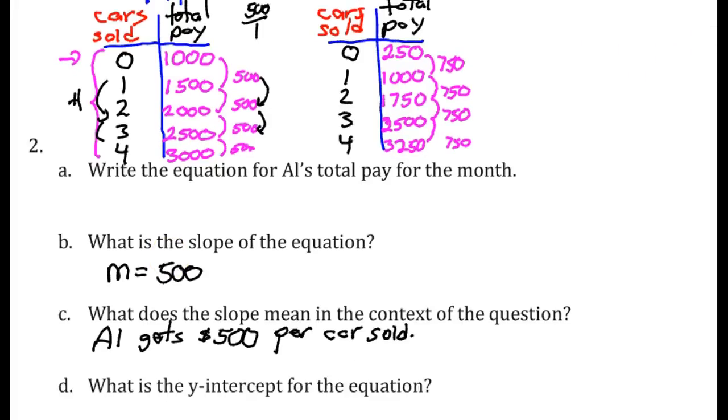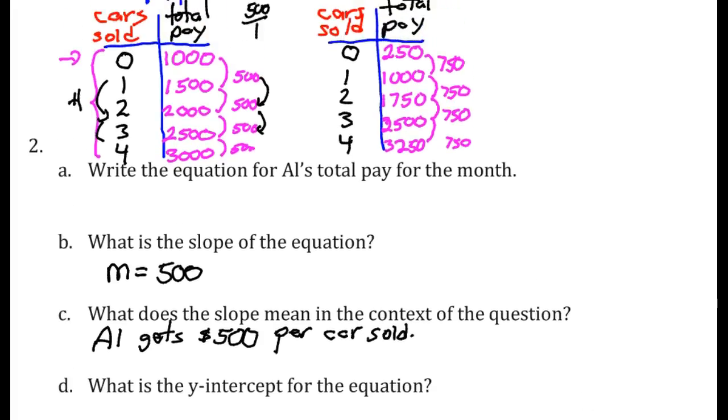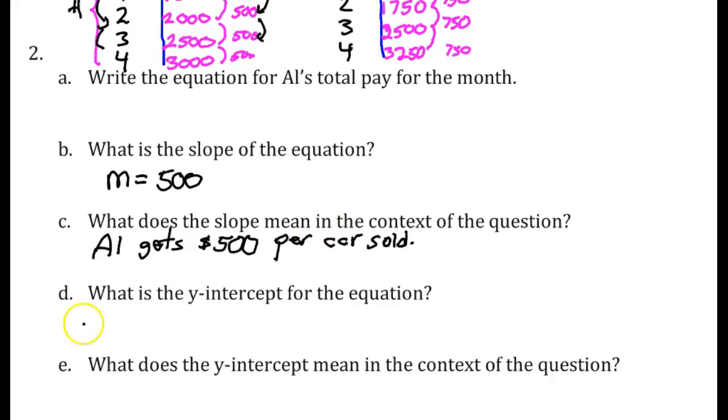And let's do the same thing for the y-intercept. Now the y-intercept is where the equation started. So where did we start here? Started right here at $1,000. So no matter what, we got 1,000 here. Again, what does $1,000 represent? I'll get a $1,000 salary.